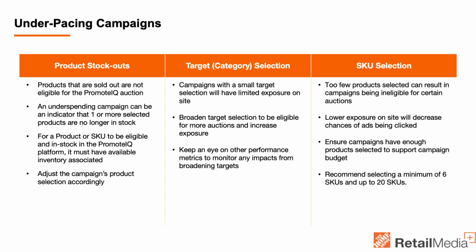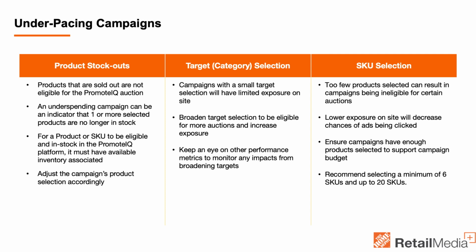Product stockouts. Products that are sold out are not eligible for the Promote IQ auction. An underspending campaign can be an indicator that one or more of your selected products are no longer in stock, and you should adjust the campaign's product selection accordingly. In order for a product or SKU to be eligible and in stock in the Promote IQ platform, it must have available inventory associated.